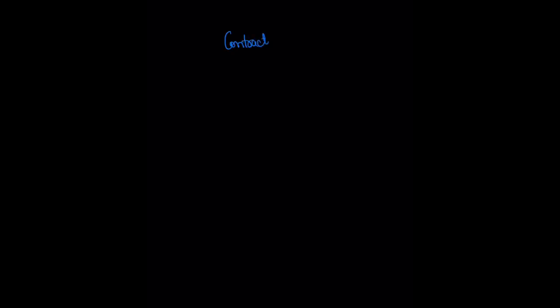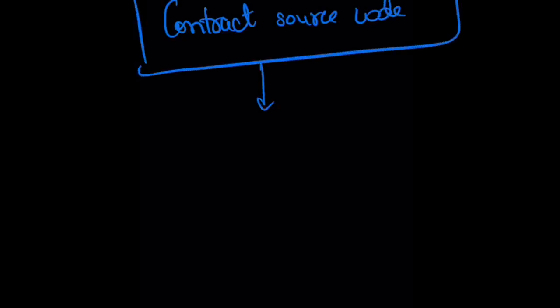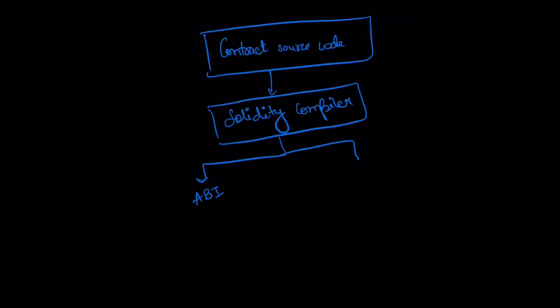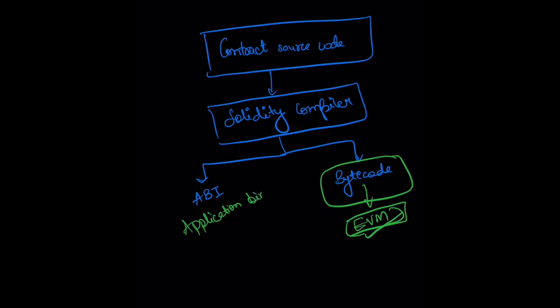Let's now discuss what happens when we write our contract code. Okay, this is your contract source code, and this is then passed to your Solidity compiler. Now this compiler is actually going to create an ABI and bytecode. Now this bytecode is what gets stored on the EVM, the Ethereum Virtual Machine, let's say technically correctly. And this ABI is known as application binary interface. We'll take a look at it in just a bit.